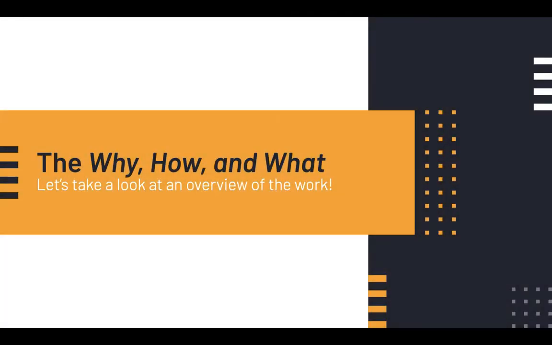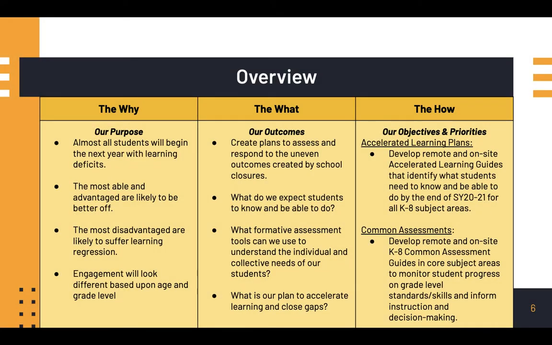So let's take a look at what we did this summer, why we did it, how we did it, and the product. So we know that coming into this year, our students will begin with some learning deficits. Last spring was not an ideal situation. We know that some of our most disadvantaged students are likely to suffer some learning regression. And so we wanted to make a plan for addressing this.